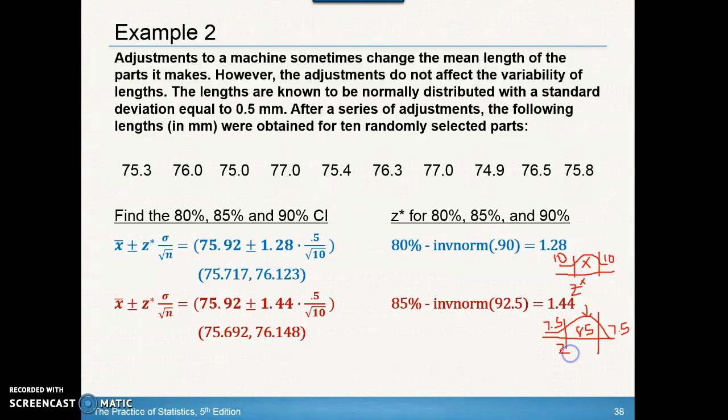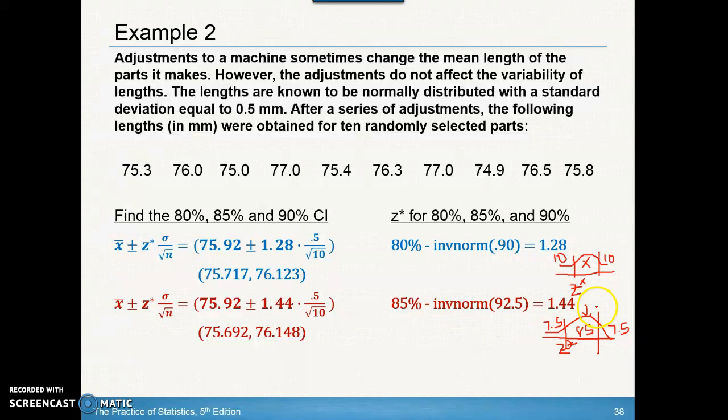Here's your critical z-score. Like I said, I always think of the critical z-score as the portion that separates what's inside the confidence interval from what's outside the confidence interval. So 85% of the confidence intervals are going to capture the true population mean. In this case, 7.5% on this side are not going to capture, and 7.5% on this side are not going to capture. So that critical z-score is what separates what captures and what doesn't.